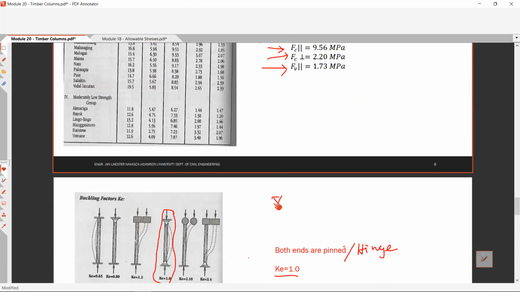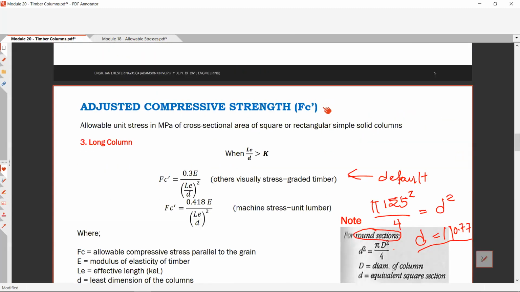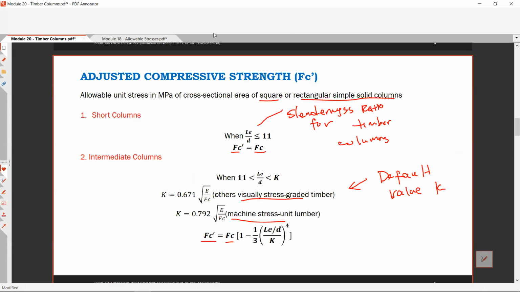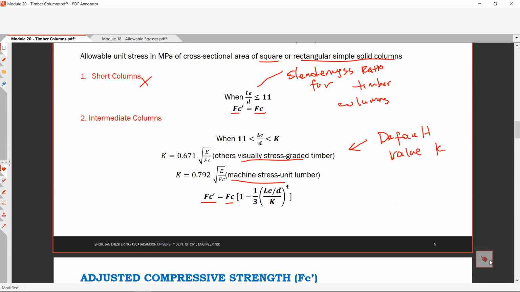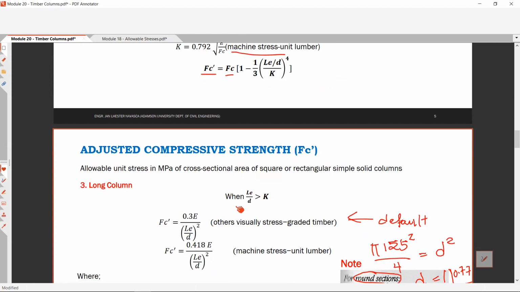Okay, so going back to our formula for the adjusted compressive strength. Hindi na siya agad pasok sa short column, kasi ang mga pasok lang sa short column is when your LE over D is less than 11. Since your value is 20 plus, hindi na siya pasok dito. So you don't need the short column formula anymore. So you will determine if pasok ba siya dito sa intermediate column or outside. So under na siya sa long column.